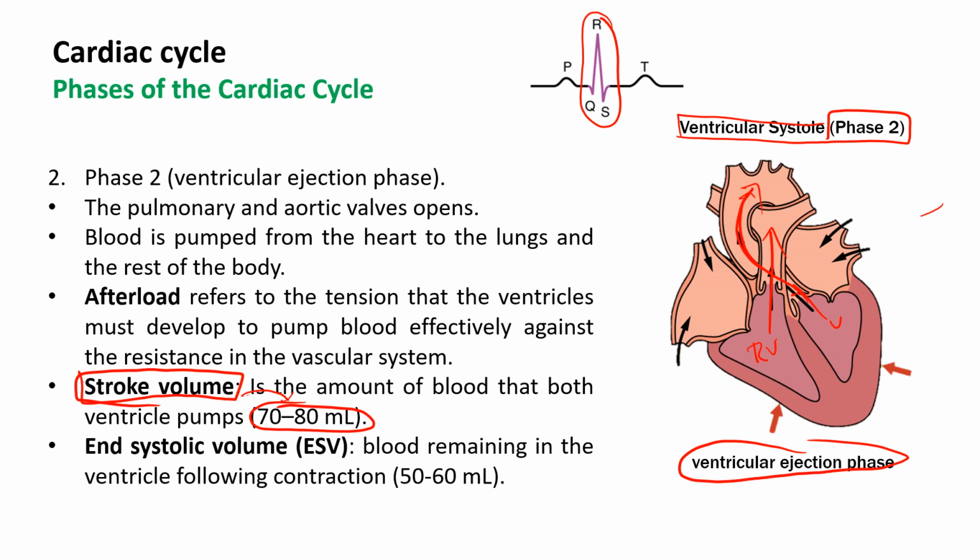Now, this stroke volume can change, of course. There are many factors that can affect it. For example, how strong is the contraction? That will increase the stroke volume, or how much blood the ventricle has before contraction. That will also determine the stroke volume. Those are details that you don't need to know, and I'm just mentioning stroke volume because this is important for your exams. The stroke volume refers to the amount of blood that both ventricles will pump in one single contraction, and that is the key word there.